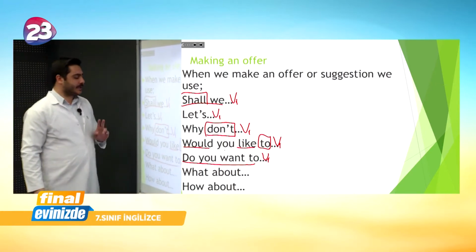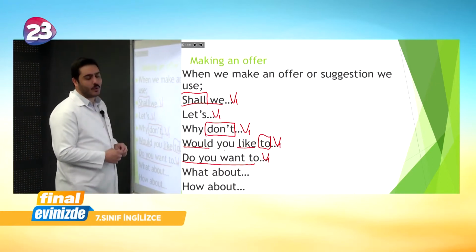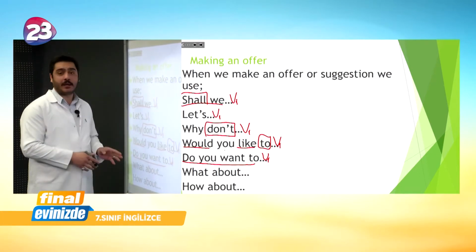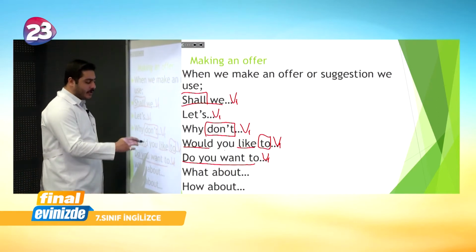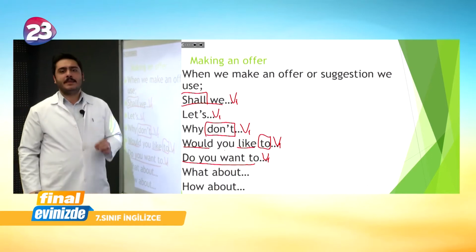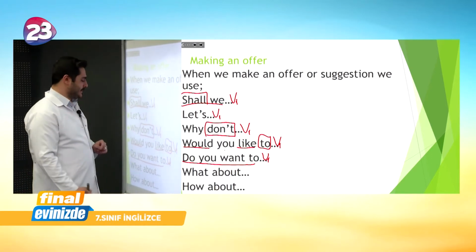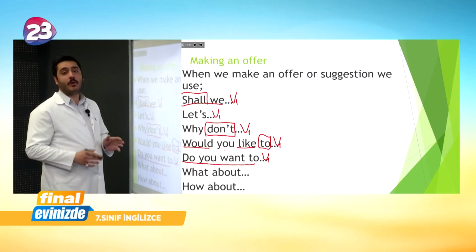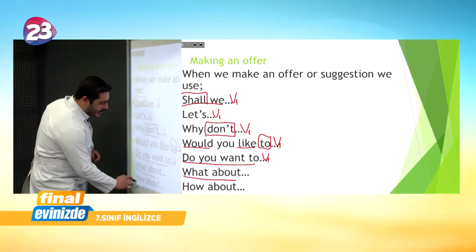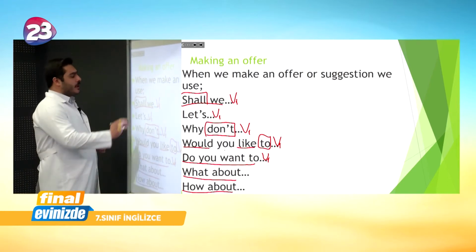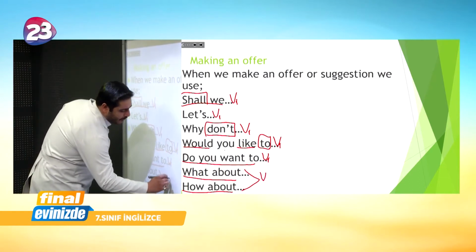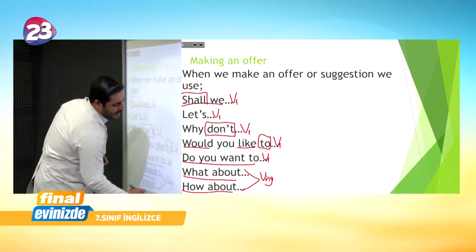And guys, there is a difference between would you like to and do you want to. In Turkish, both of them have the same meaning, but in usage, we have a difference. Do you want to is not a polite sentence. Would you like to is more polite than do you want to. And we have what about and how about. What about and how about take verb ing after them.